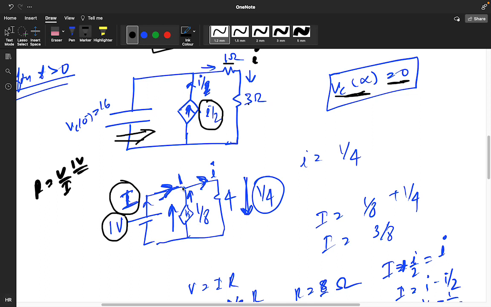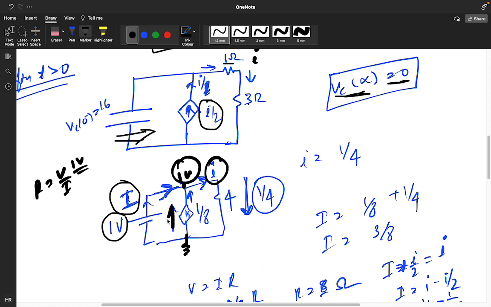This is connected in parallel, so from here to here it's also 1 volt. And if it is 1 volt, I will get the value of I: (1 minus 0) divided by 4, I am getting 1 by 4. And if it is 1 by 4, then it's I by 2.